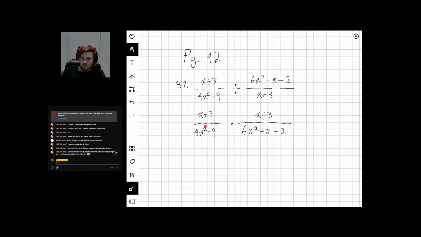Okay, I see this, and I see a difference of squares. This is 2x squared and 3 squared. So I have x plus 3 over 2x minus 3, or sorry, 2x plus 3, 2x minus 3, doesn't really matter.